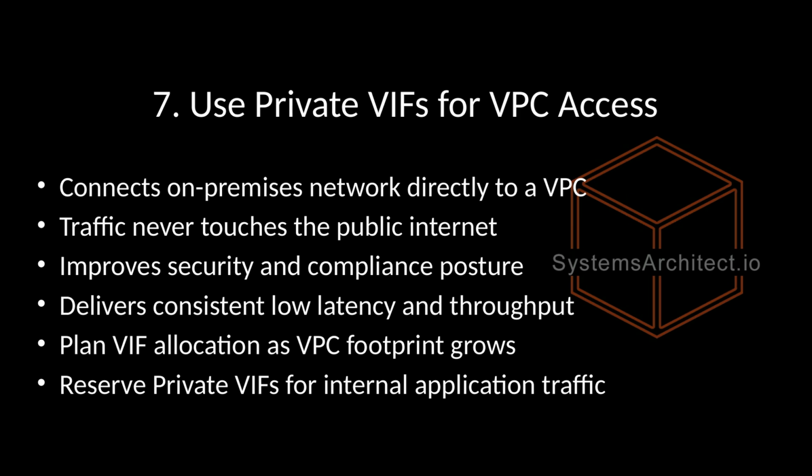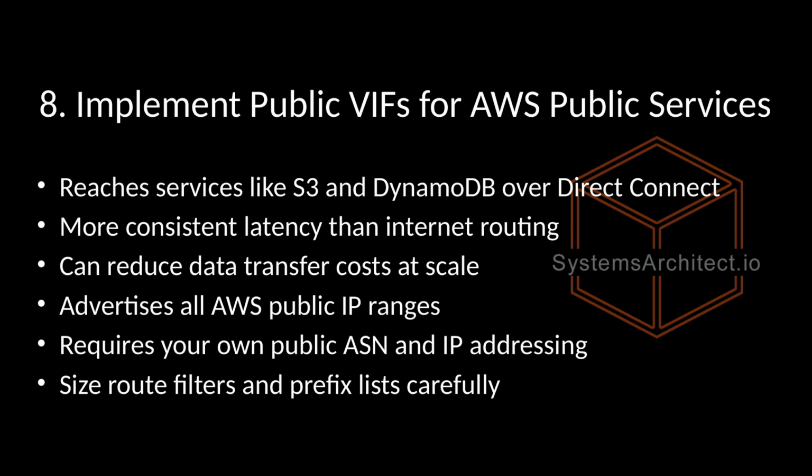8. Implement public VIFs for AWS public services. A public virtual interface reaches AWS public services over Direct Connect. Amazon S3 and DynamoDB are common examples. That beats routing the same traffic over the internet. It keeps latency more consistent and can reduce data transfer costs.